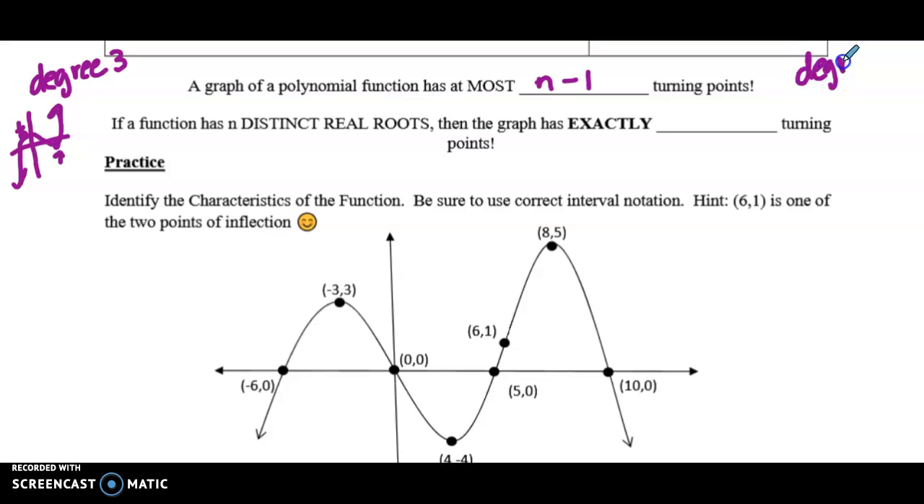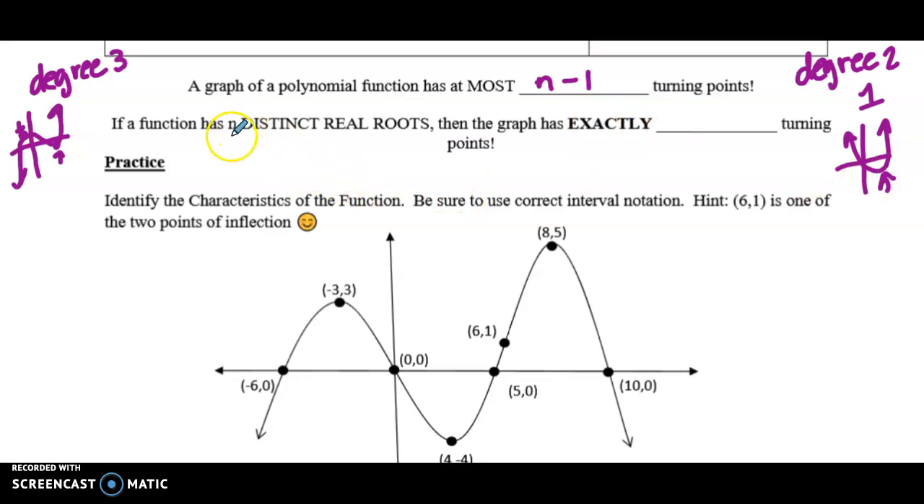So let's just say we have something with a degree of 2, it will have at most 1 turning point. A degree of 2 is going to be a parabola, and if you notice here, here's the turning point. We went down, and then we're turning and going back up, okay? So that would only be 1 turning point in this case.